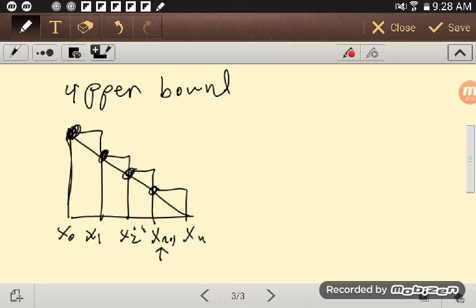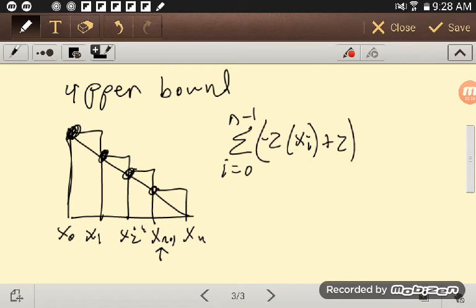So this is the way I would do it. What we want is the sum i equals 0 to n minus 1 of our function, negative 2 xi, plus 2. And then again, our width is going to be 1 over n. And that is greater than or equal to the area.